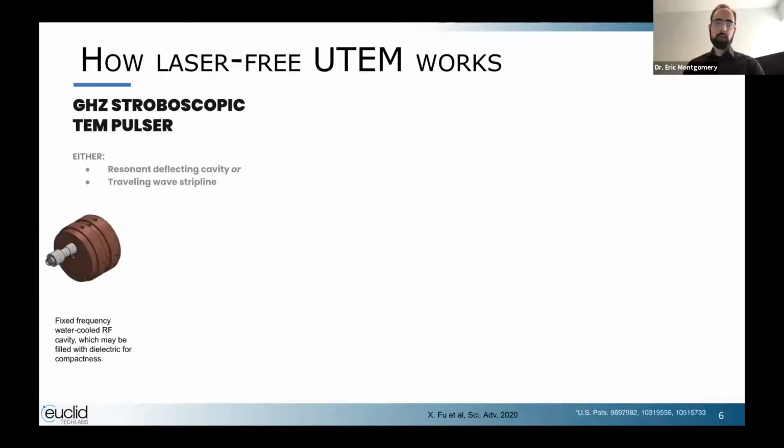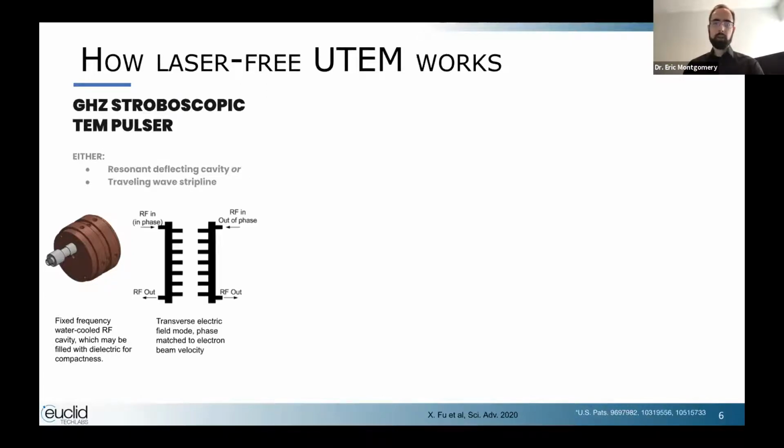The resonant deflecting cavity is a fixed frequency RF cavity, typically water-cooled. For compactness, it can be filled with a dielectric. The traveling wave strip line, by contrast, sees 2 RF inputs, one in phase, one out of phase. This results in a well-defined transverse electric field. That field propagates through a slow wave structure, which is phase matched to the electron beam velocity, so that any given electron in the beam sees a virtually constant electrostatic field as it propagates.